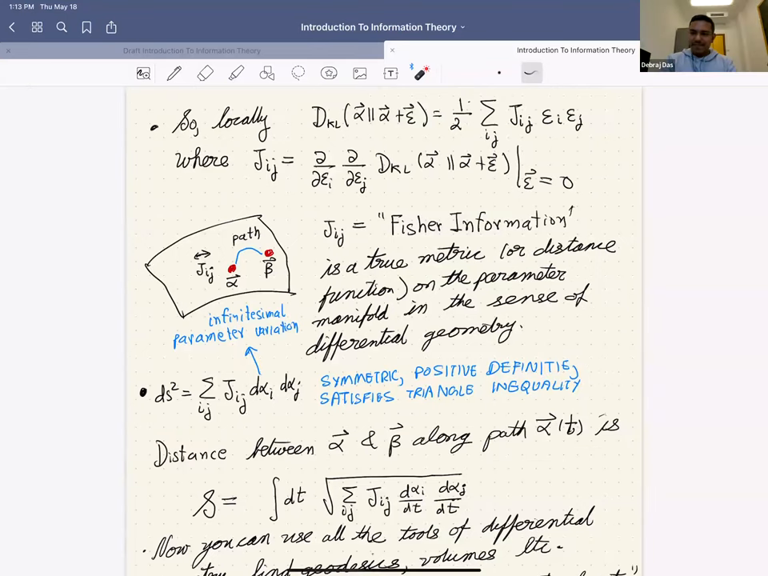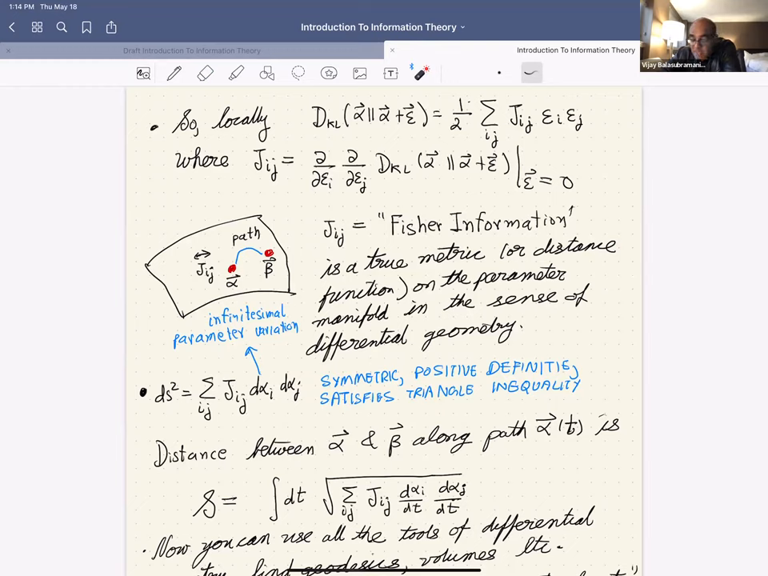Yes. So, all right. Locally, if I have two parametrized models that differ by a little bit in their parameters, we see that the relative entropy between them is one half times the matrix Jij multiplying these little parameter differences, and you add this up. This Jij is something called the Fisher information, another very important quantity in statistics and information theory. Because it's symmetric and positive, it's a true metric or distance function on a parameter manifold, in the sense of differential geometry. It's a true metric on the space.